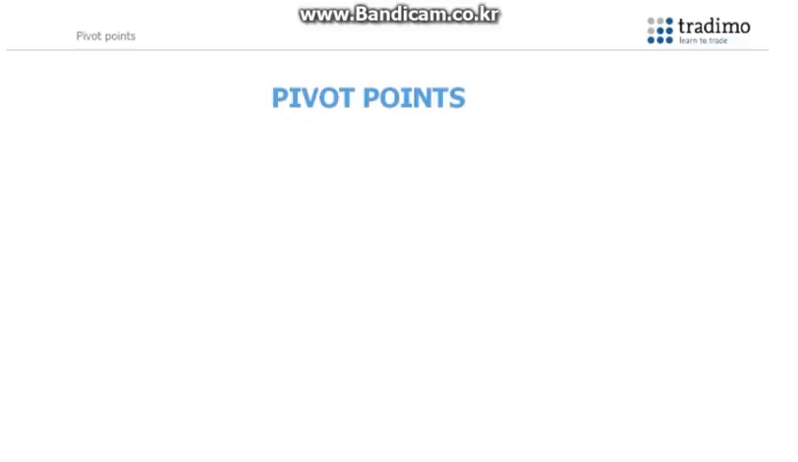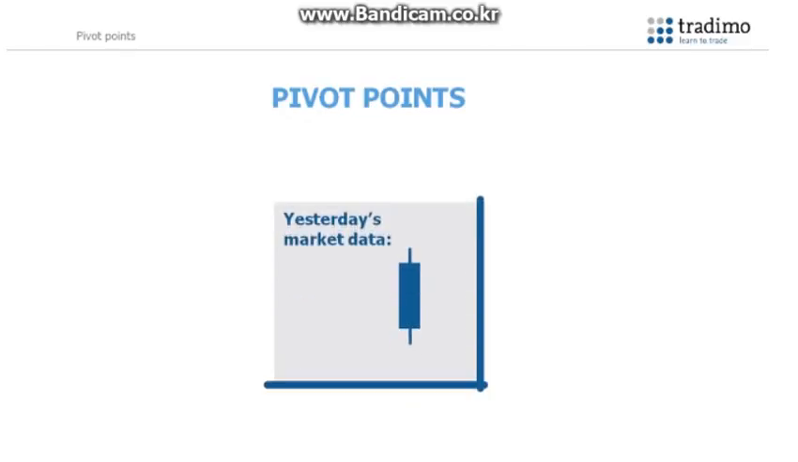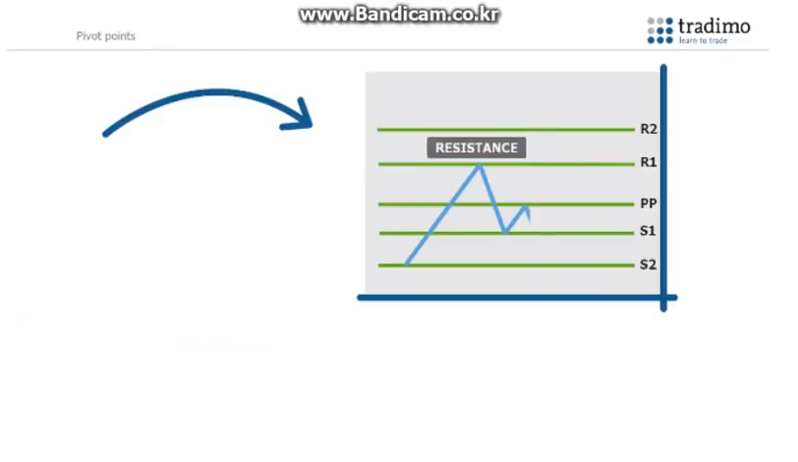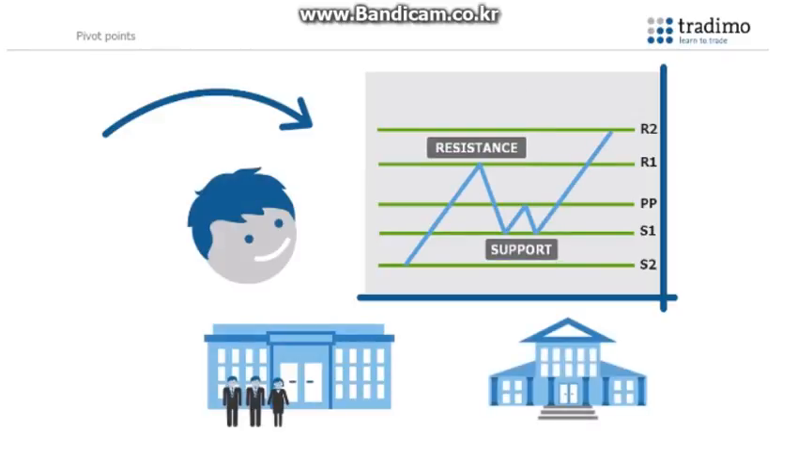The second indicator we use in the beginner strategy are daily pivot points. These are levels that have been calculated from the previous day's price action. They are used by many traders, including banks and financial institutions, to enter and exit the forex markets.